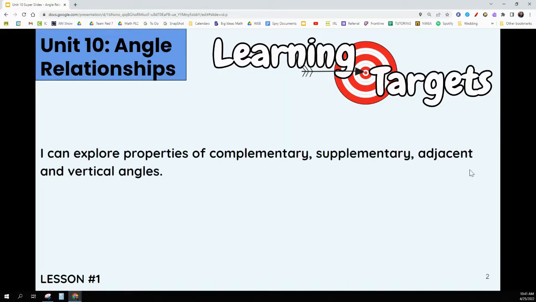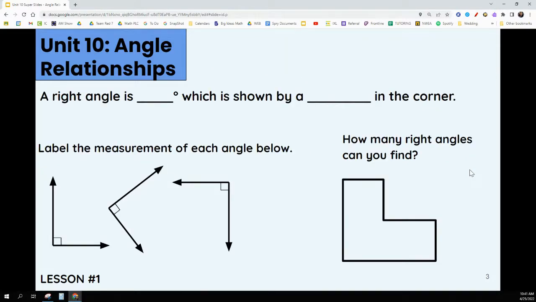Today's learning targets are, I can explore properties of complementary, supplementary, adjacent, and vertical angles. So first off, a right angle is 90 degrees, write that in, which is shown by a square in the corner. So when you see a square in a corner, that means that angle is 90 degrees. Label the measurement of each angle below. Since there's a square in the corner, I'm going to label that as 90 degrees.